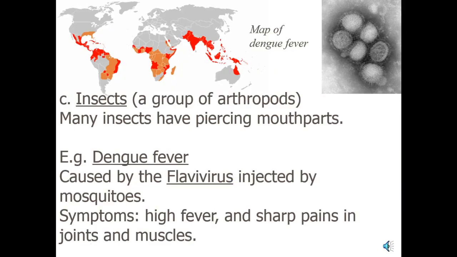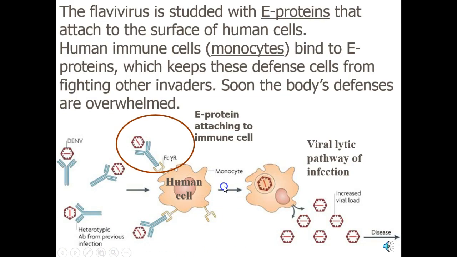Insects are a group of arthropods. So these are all exoskeletons. We think of dengue fever caused by the flavivirus. Okay, so here the virus, it's very strange. There's the name. It's sometimes called backbreak fever, and that's because look at the symptoms: high fever and sharp pains in joints and muscles. Extremely painful. Here's the weird thing it does.